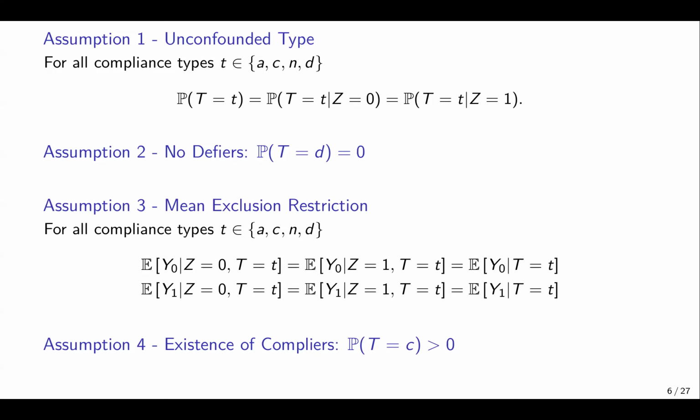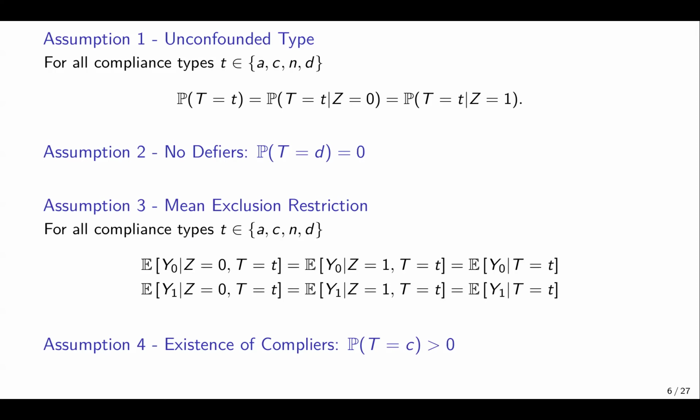And you might worry, well, hang on, what if Z could somehow shift what type you are? But if you go back to the previous slide, you'll see that the whole way that we define these types is in terms of what you do when you get a different Z. So the way we've defined things, it's not possible that Z can shift your type. Your type is exactly a complete description of all the actions you're going to take based on what Z you get.